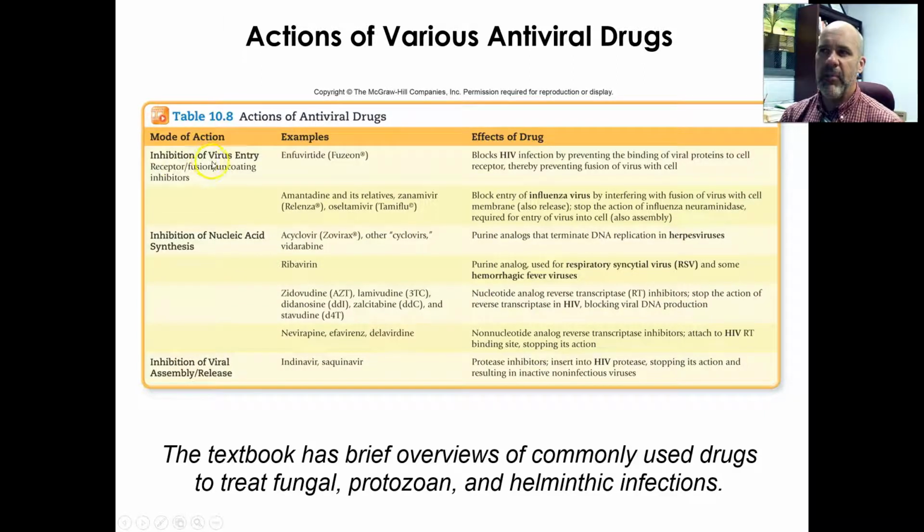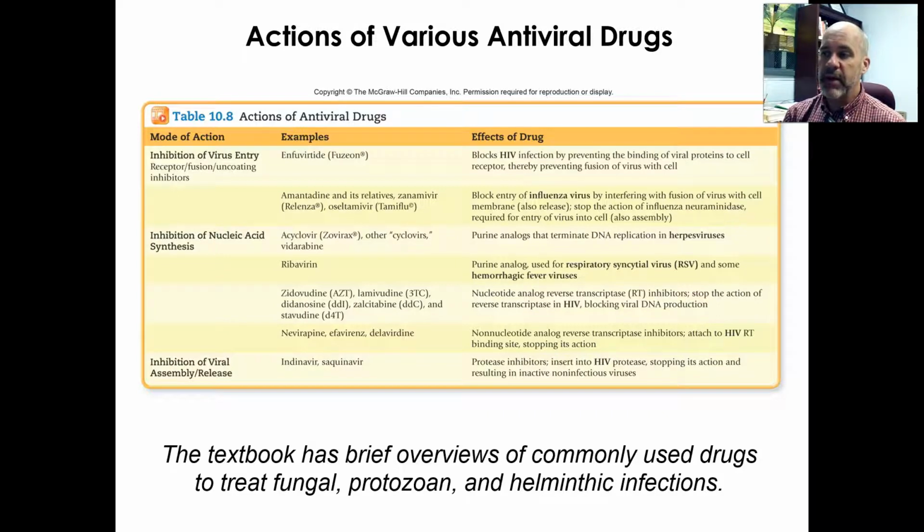But the targets are, we're coming up with drugs that block virus entry. So you block the virus from attaching to its receptor, or you block the uncoating of the genome once the virus has entered. Or you disrupt nucleic acid synthesis, DNA or RNA genome production. And some drugs interfere with the assembly of viruses or the release, like let's say budding. That's something that can be interfered with as well. So take a look at this table just for a general overview of some of the antiviral drugs that are currently out there and how they actually work.